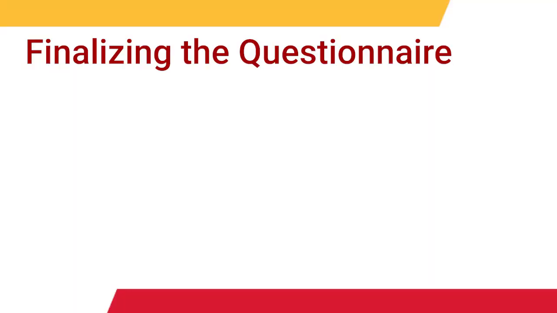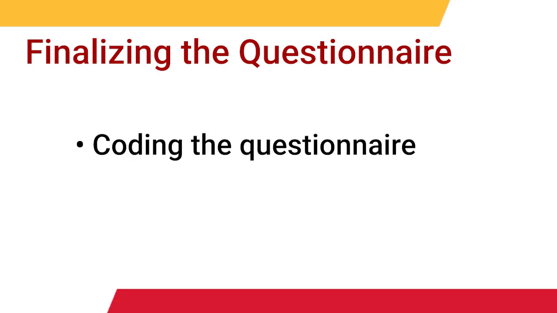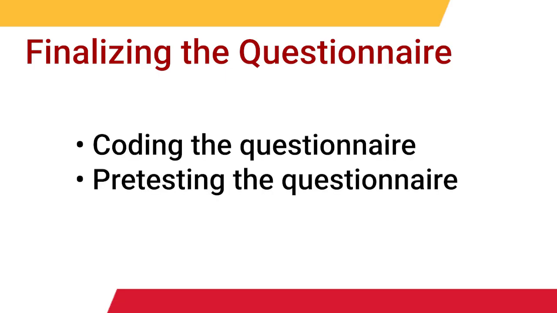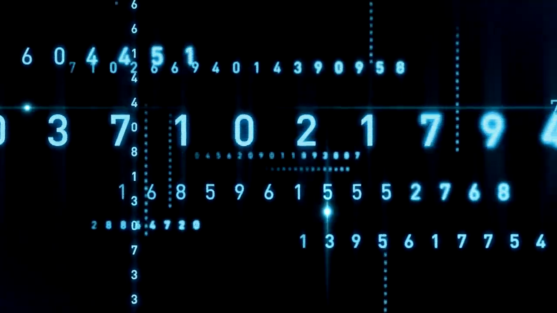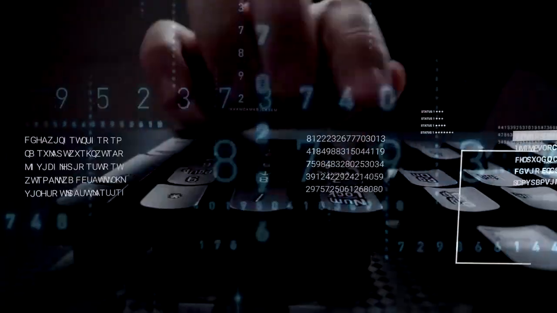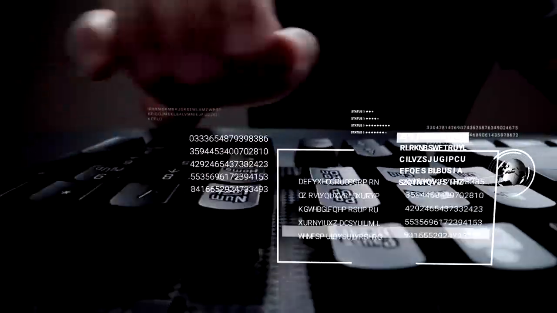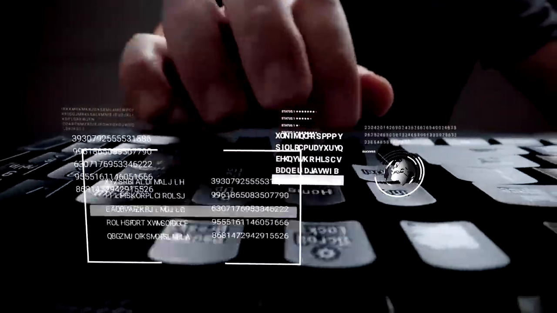We now come to the final stage of finalizing the questionnaire. So the final two stages of questionnaire designing are coding and pre-testing the questionnaire. Coding the questionnaire involves assigning code numbers. The codes are numbers associated with question responses. So this facilitates data entry and analysis.